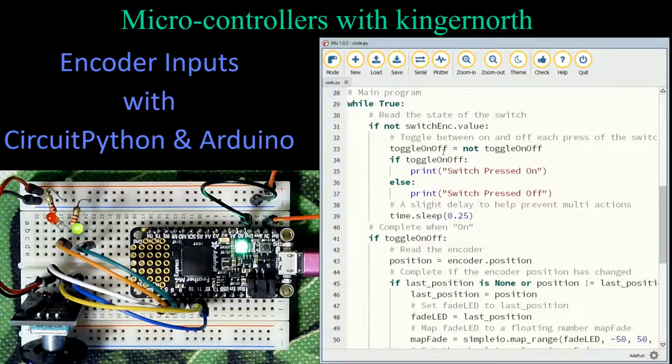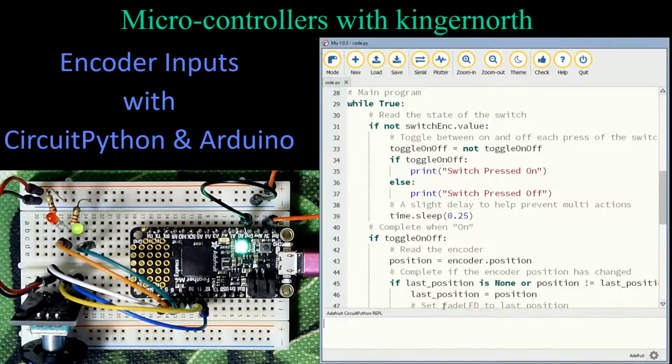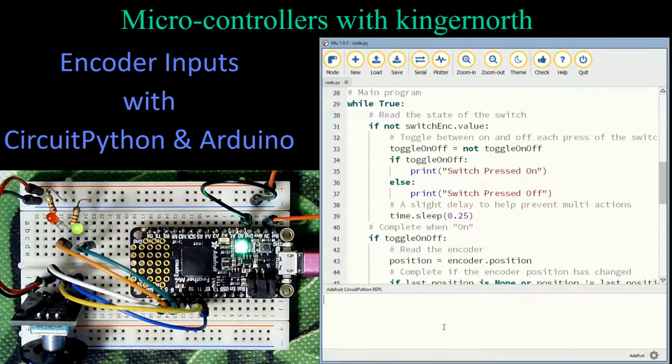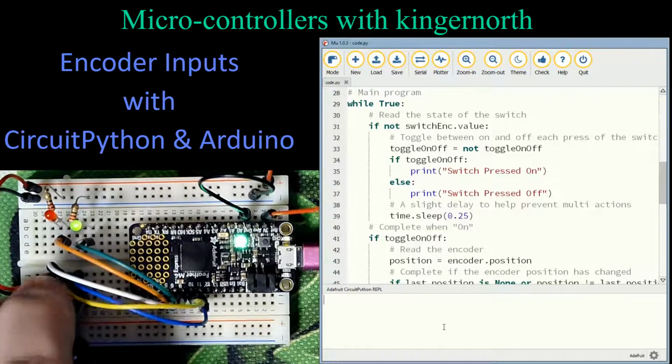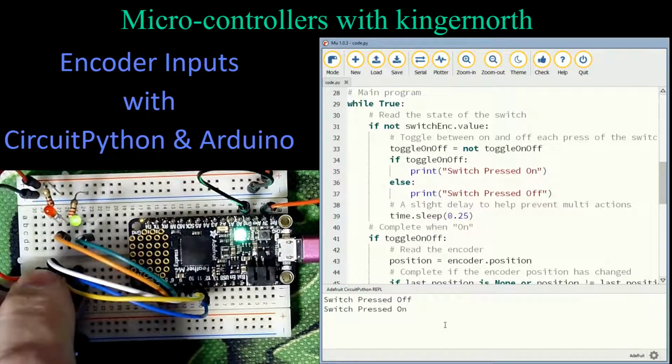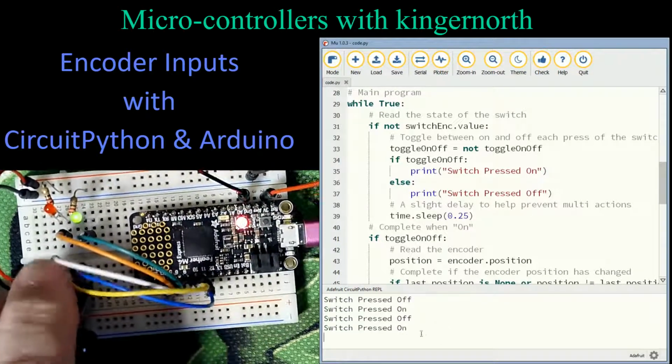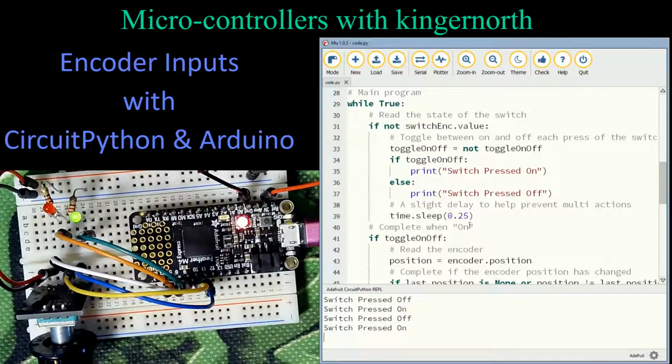Then we say if on off, in other words if it's true, switch pressed on. Otherwise, switch pressed off. We can open our serial monitor down here at the bottom. I'm going to increase that slightly. If I push the button, it's off. If I push the button, it's on. The message comes through that print statement.